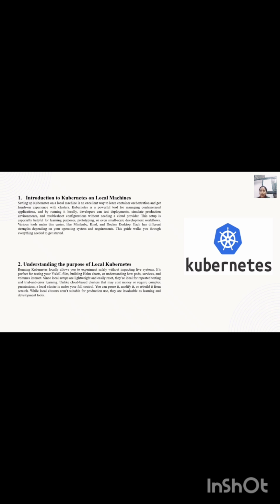Now, understanding the purpose of local Kubernetes. Running Kubernetes locally allows you to experiment safely without impacting live systems. It's perfect for testing your YAML files, because it's a file which contains Kubernetes configuration, all the data storage, and Helm charts, and for understanding how pods, services, and volumes interact. Since local setups are lightweight and easily reset, they are ideal for repeated testing and trial-and-error learning.